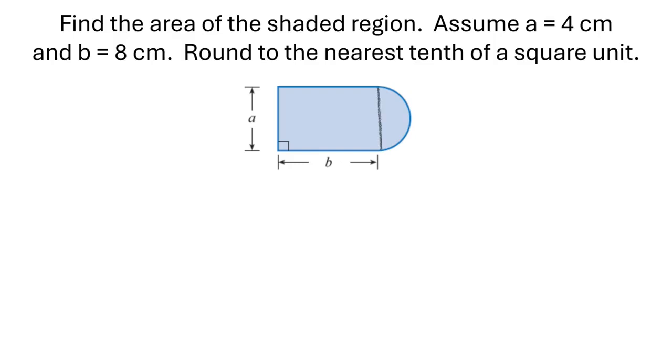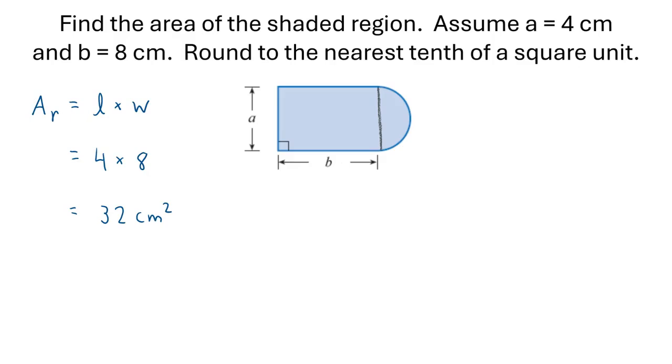half of a circle. So if we can find the area of this rectangle and the area of half of that circle and add those two together, then we'll have the area of the entire shaded region. Finding the area of the rectangle is pretty easy. It's going to be A times B, where A is 4 and B is 8. So the area of the rectangle is just length times width, which is 32.